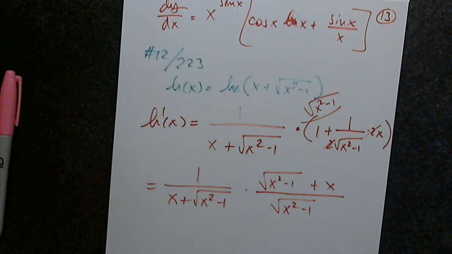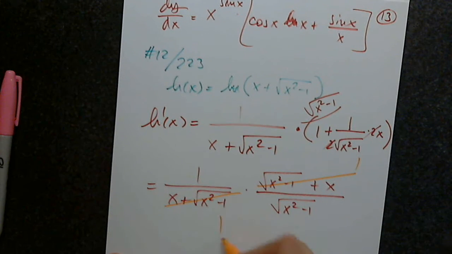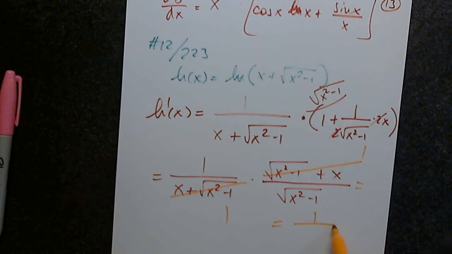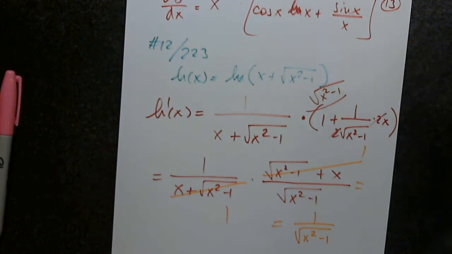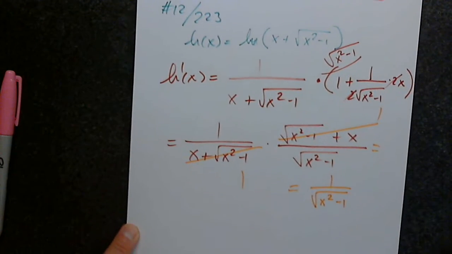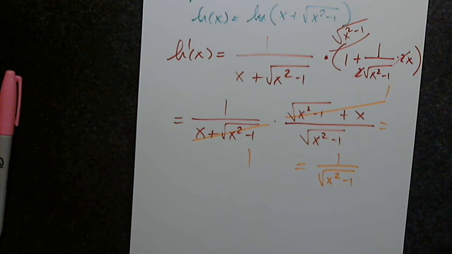So what are we going to have to do? So the answer is 1 over the square root of x squared minus 1. Any questions?